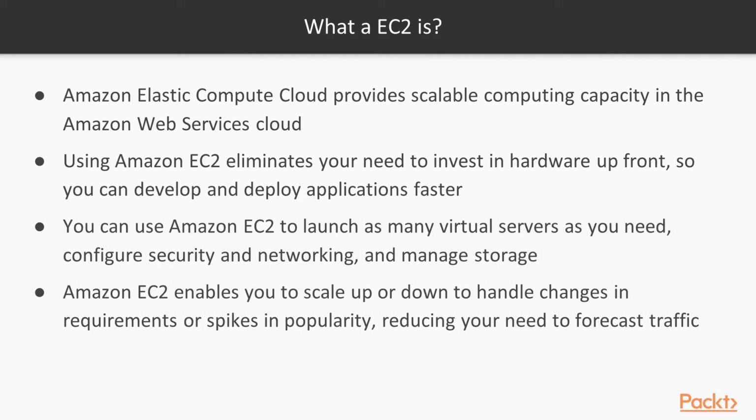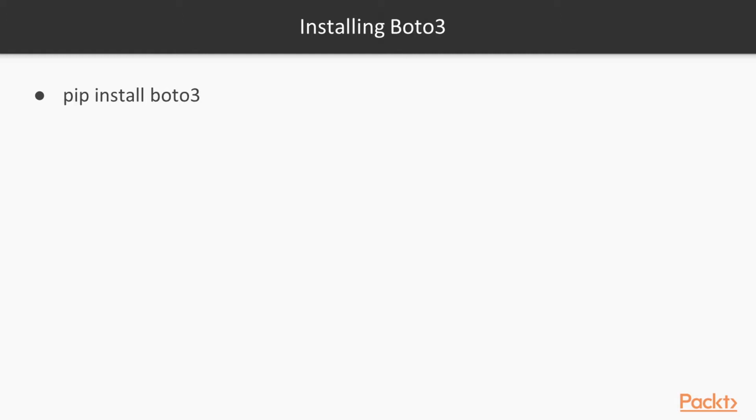Also EC2 enables us to scale up or down to handle changes in requirements or spikes in popularity, so it reduces our need, if we are building an application, to forecast the traffic of our website. We will be using Boto3 because we are using Python 3, the newest version of that language. So we can specify pip install boto3 and we will be ready to go and ready to use that library.